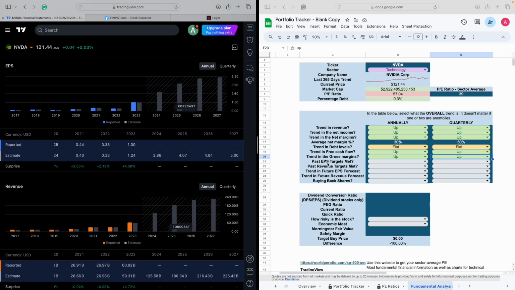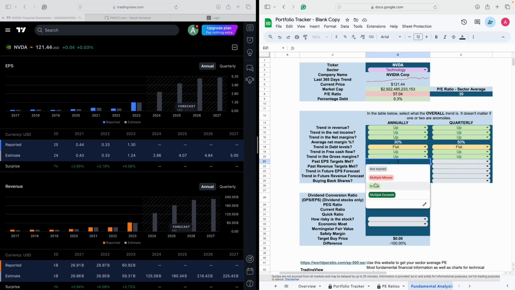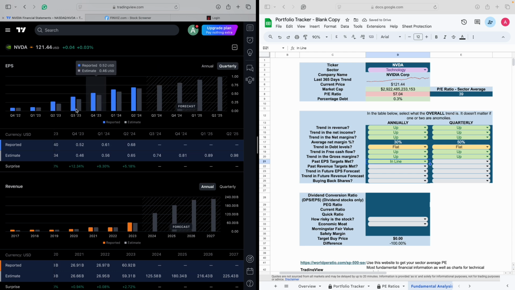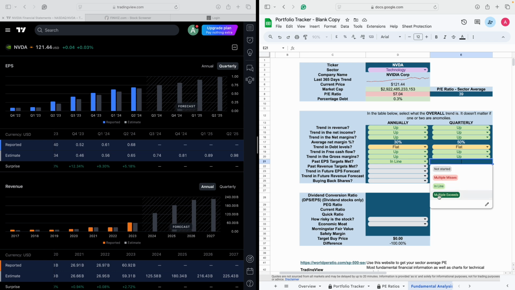So the question here is, has the past earnings per share been met? If I look at it, the blue color is what they actually got, and the gray color is what was estimated. Over the last few years since 2017, it's been in line annually. So I'll do in line. And if I switch that to quarterly, it's been in line, but they've actually been smashing it, like almost 10% more, 12% more. So they've been smashing it recently. They've been multiple exceeds rather than just in line, it's multiple exceeds.